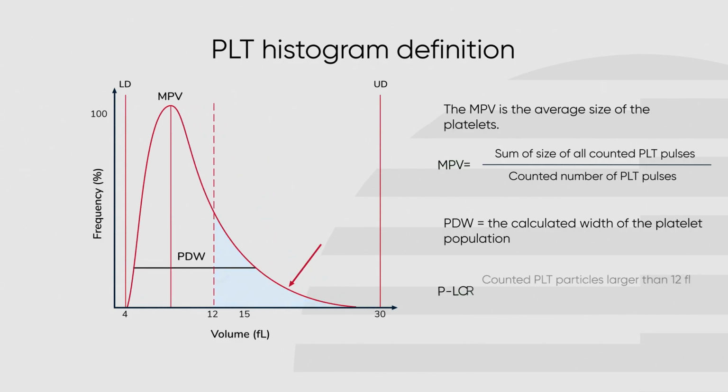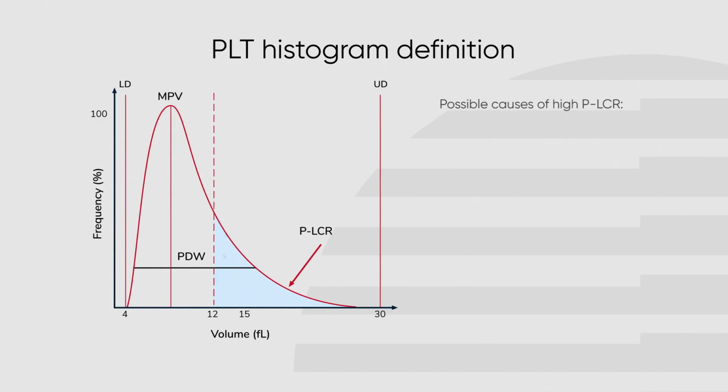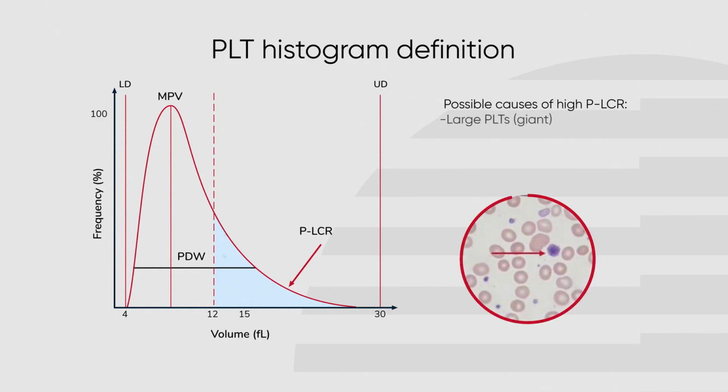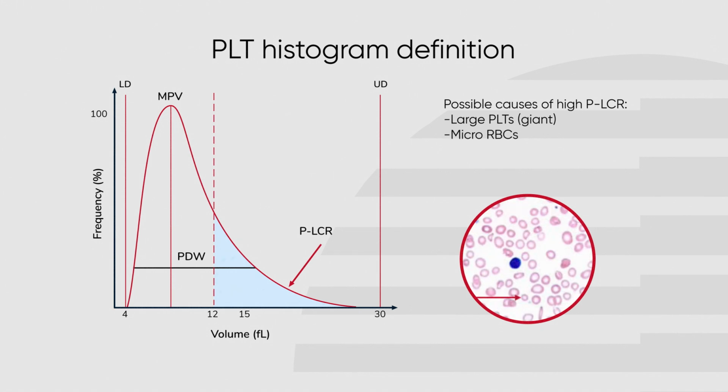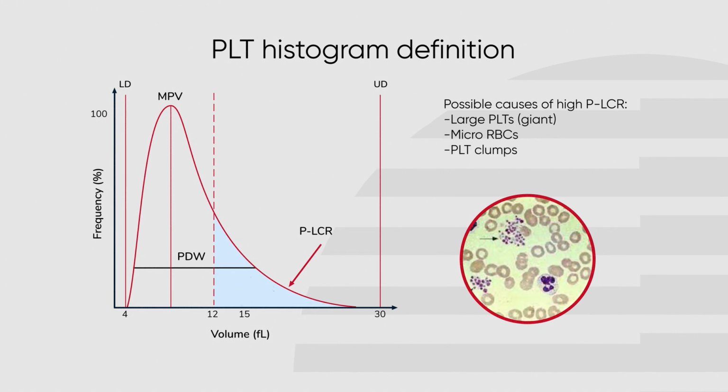Large platelets are counted in the tail of the curve. These are reflected as PLCR, platelet large cell ratio. If the PLCR is very high, this can indicate large platelets, also called giant platelets, small red blood cells, also called micro-RBC, or platelet clumps.